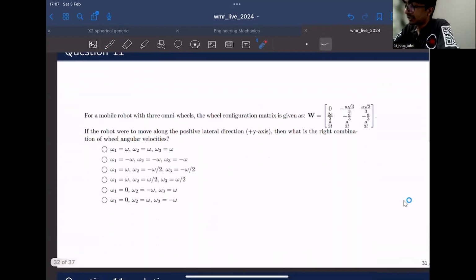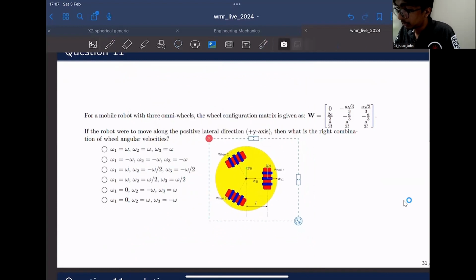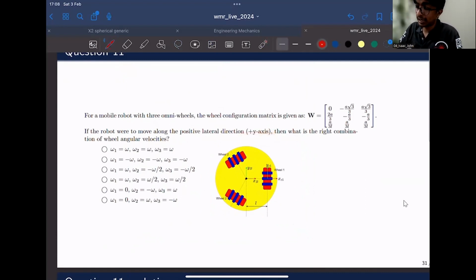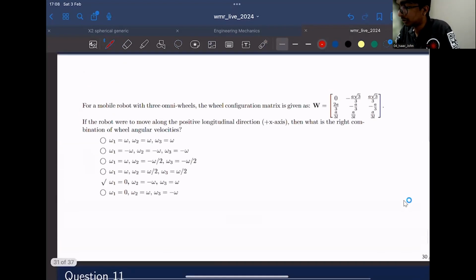Yes, and one more question regarding the omni wheel robot. I'll just reproduce it. The question is still the same, but the only change is that now we have to make the robot move along the positive y-axis. So if the robot has to move along the positive y-axis, zeta, which is W times omega, should look like 0, a positive constant along the v-axis, and no r component. So again, how should the W matrix look?